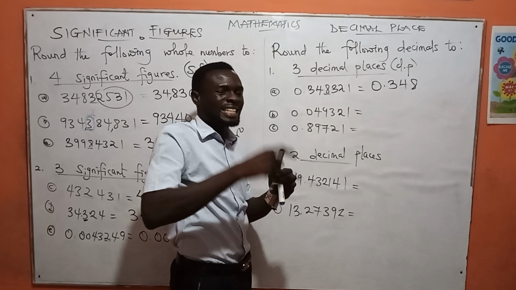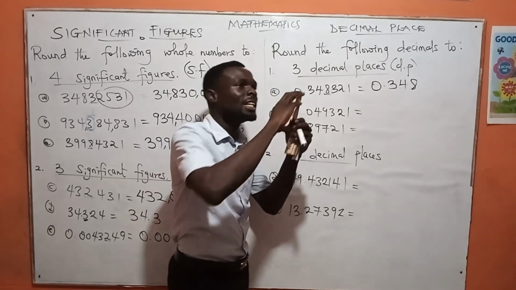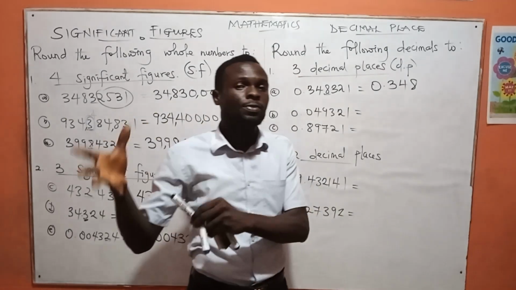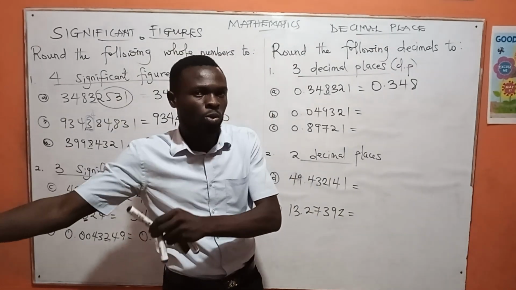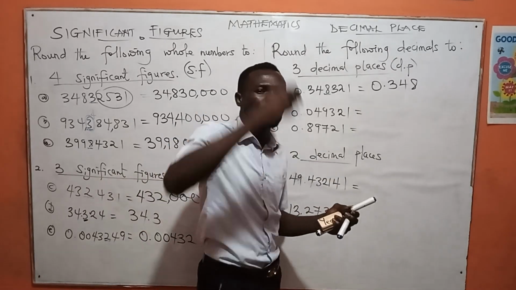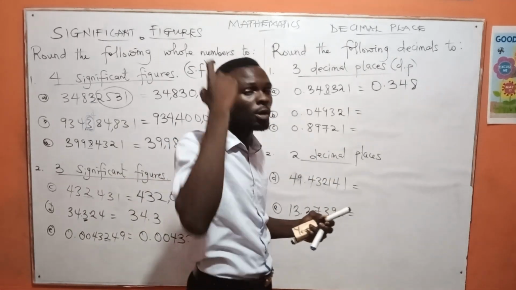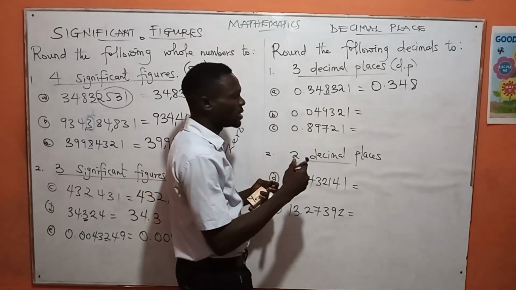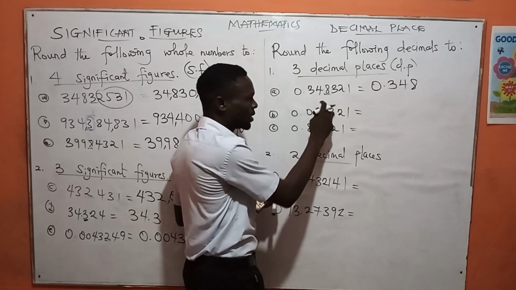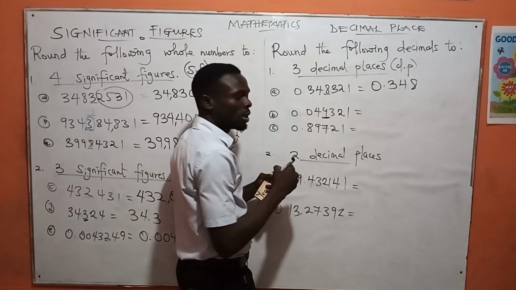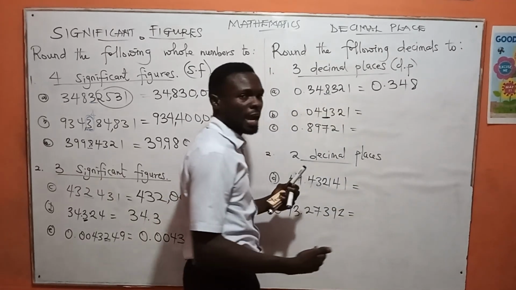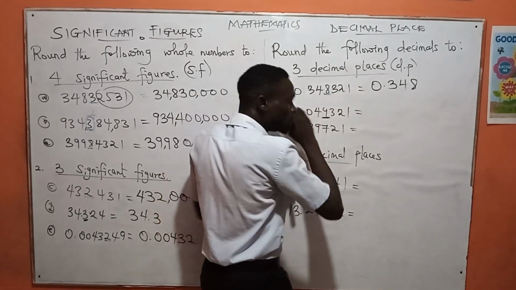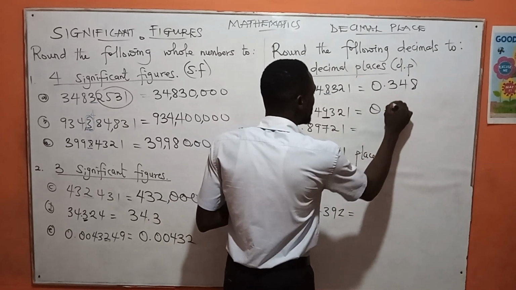After the decimal point, know that decimal place is different from significant figures. With significant figures, you start from the first non-zero. But with decimal places, the first number after the decimal point is the decimal place. So 3 decimal places, 1, 2, 3. What is the number at the immediate right? It's 3. It's less than 5. So maintain the 9.